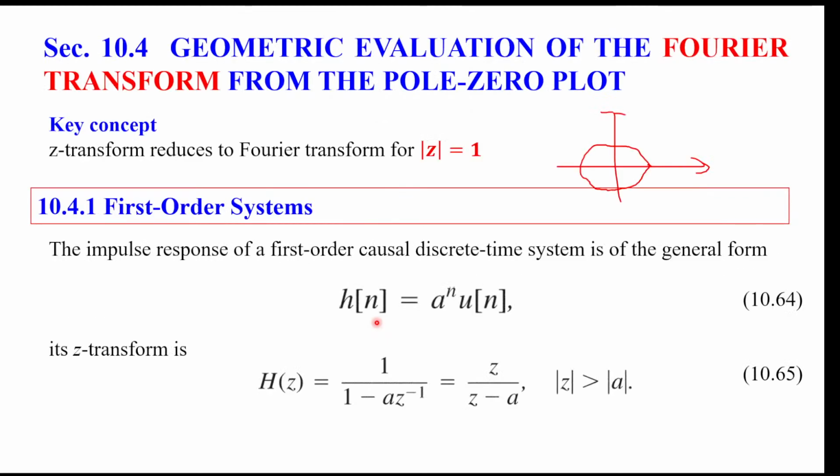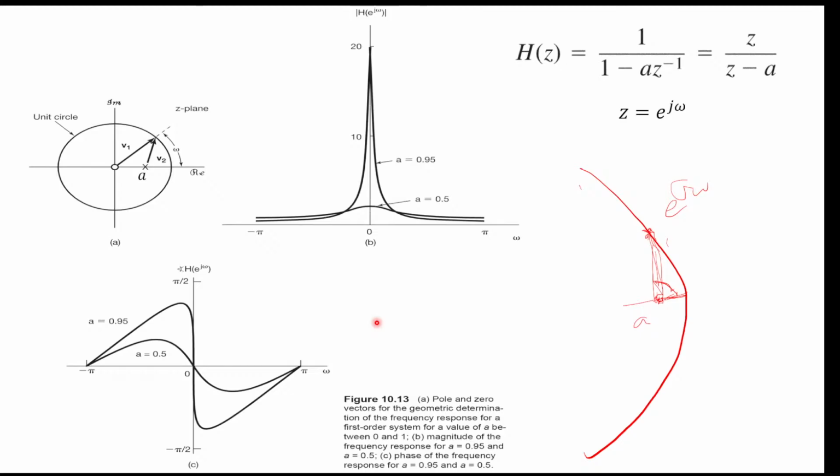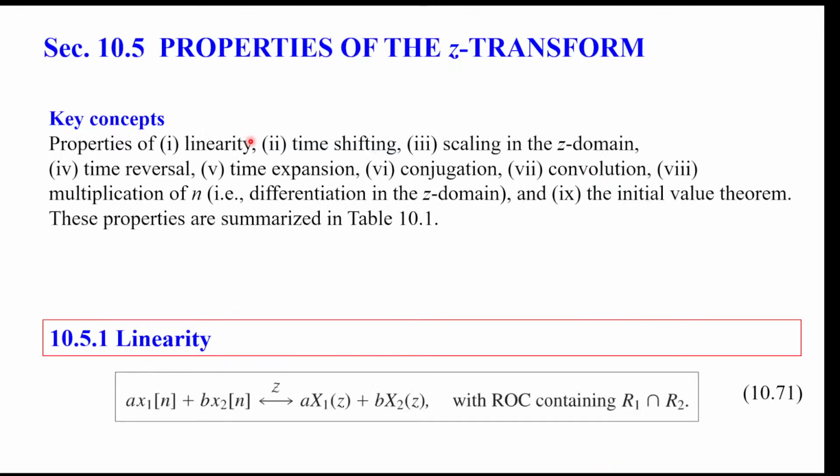Then finally we have some geometric interpretation of our Fourier transform from the pole-zero plot of our Z transform. Okay. And next time we'll start the properties of the Z transform, and maybe even a bit more, we'll start down here and see where we can get. Okay, so see you on Thursday.